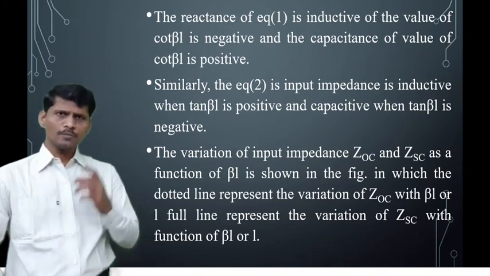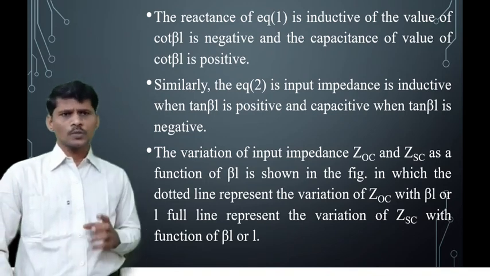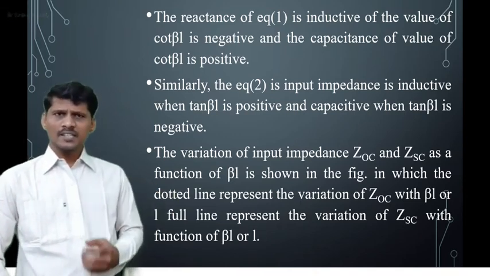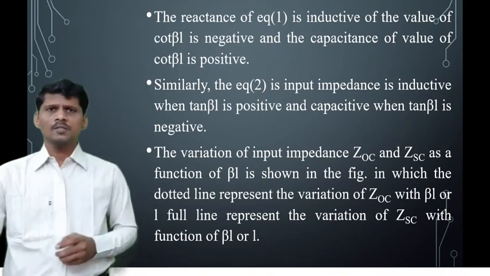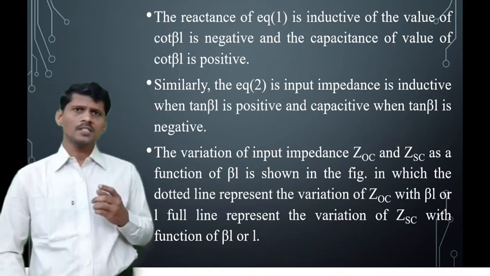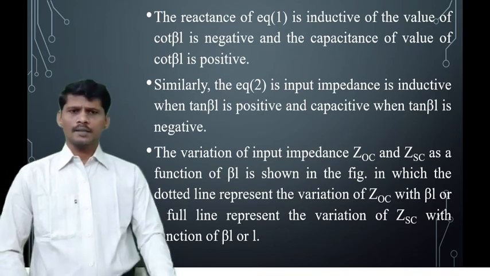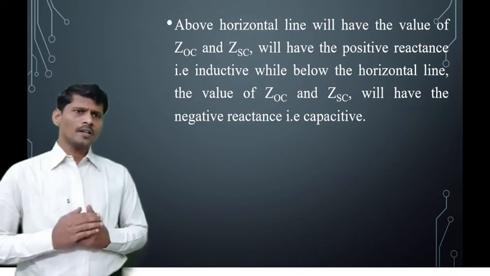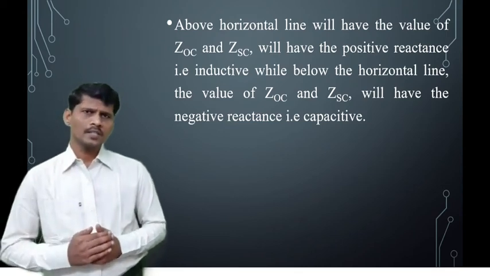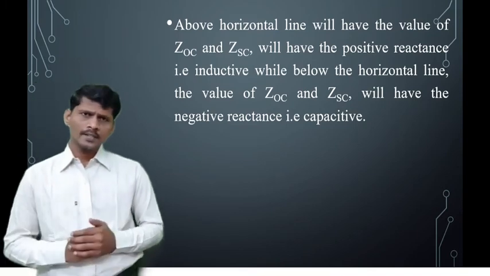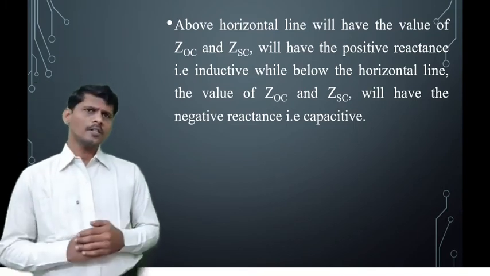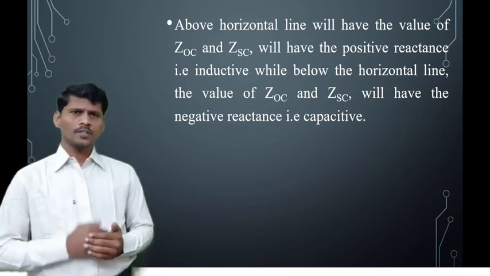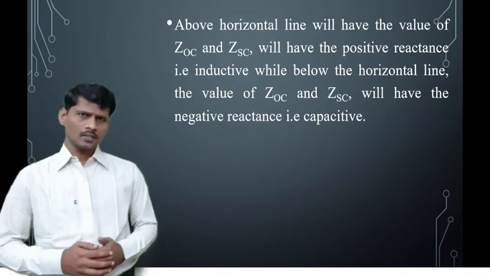In that figure, the dashed lines represent the open circuited transmission line with transmission line parameter βL or L, and the normal curve represents the variation of the short circuited impedance with transmission line parameter L. In that figure, above the horizontal line the open circuited impedance and short circuited impedance will have positive reactance, that is inductive, and below the horizontal line they will have negative reactance, that is capacitive.